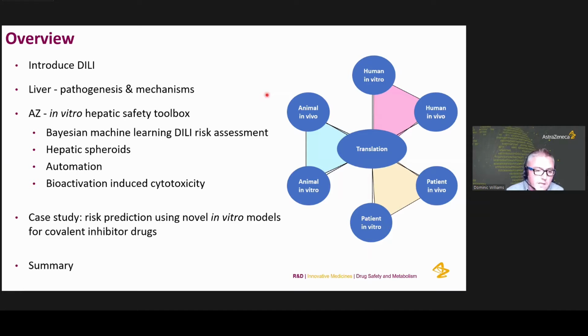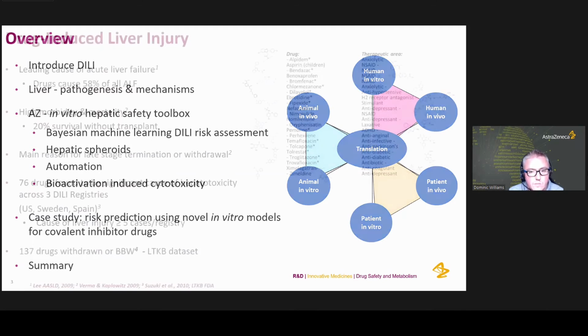But obviously, the predictivity goes hand in hand with the actual assays that we're using. So how do we make those assays better, higher throughput, more sensitive, more specific? And also how do we address different DILI mechanisms? So I'll focus in on bioactivation-induced cytotoxicity, and then finish with a little bit of a case study about how we do risk prediction with novel in vitro models for drugs that we don't actually have a lot of data for. And I'll use this example with the covalent inhibitor drugs.